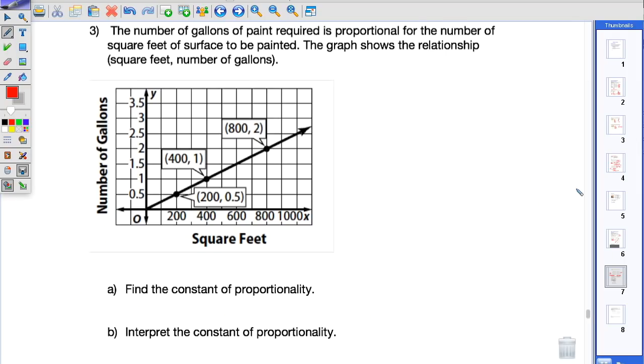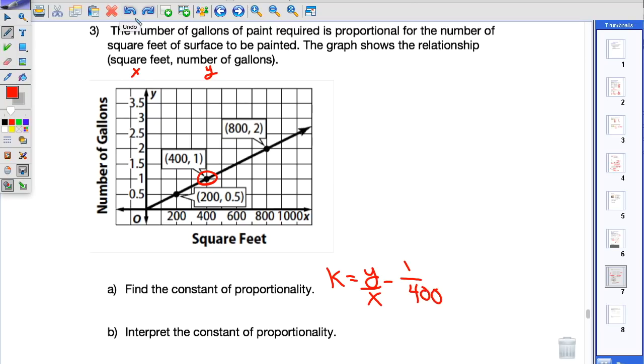Number 3, the number of gallons of paint required is proportional to the number of square feet of surface to be painted. The graph shows a relationship for the square feet, which is your x value, and your number of gallons, which is your y value. So we have our graph showing the proportional relationship, and the first thing we want to do is find the constant of proportionality. So that is your y over your x. We can pick any points on it, and we can see over here, this is already simplified, your y is your 1 over 400. So that's your constant of proportionality.